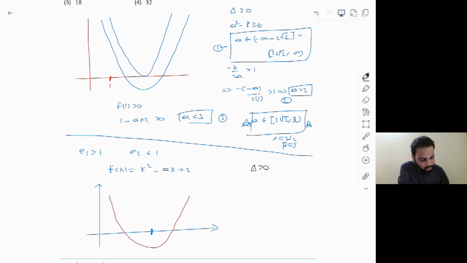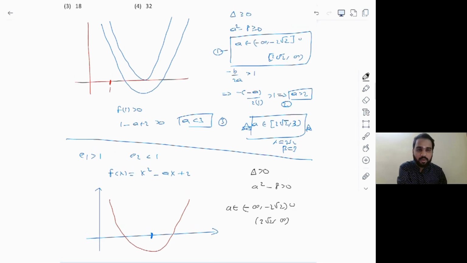So if delta is greater than 0, just now we have solved it, so let us not waste time. You get a squared minus 8 greater than 0. You get the same inequality as the previous one, but with an open bracket: minus infinity to minus 2 root 2, union 2 root 2 to infinity. Along with this, look at the value of f of 1, because at x equal to 1 the parabola is clearly strictly below the x-axis, which makes f of 1 less than 0. So f of 1 is 1 minus a plus 2 less than 0, which makes a greater than 3.